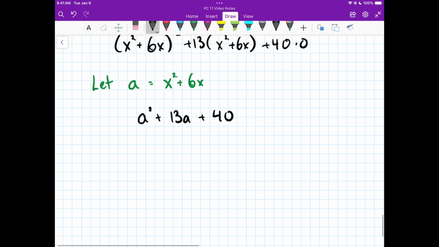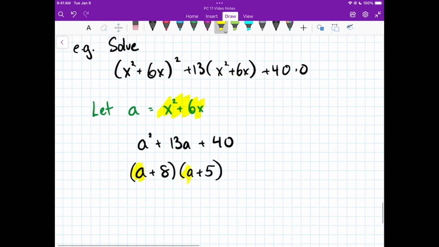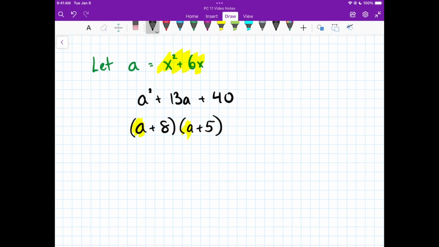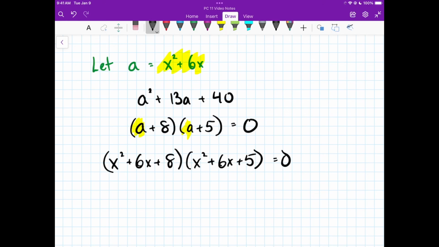So multiplying to 40, adding to 13 is just going to be a plus 8 and a plus 5. And now we make the swap back. So these a's are getting swapped back out for x squared plus 6x's. But as you can probably guess, that's going to be a little bit more complicated than it was last time because we're going to have squares. And so we're going to have x squared plus 6x plus 8 and x squared plus 6x plus 5. And that's going to equal 0, just like the last few terms.